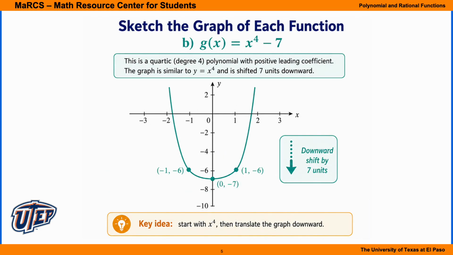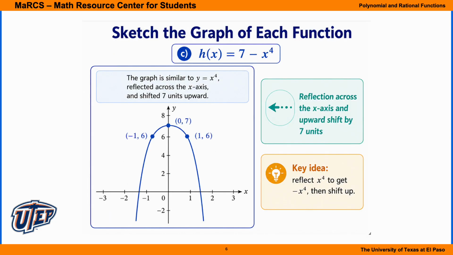In this example, we'll be practicing shifting a graph vertically. Our function g of x is equal to x to the power of 4 minus 7 will behave similarly to the graph x squared, or x to the power of 4, because we have an even degree, 4. Now our constant term, negative 7, will indicate how many units we'll be shifting downward or upward. A constant term is a term without a variable. Ours is negative 7. Since it's negative, we'll be shifting downward 7 units.